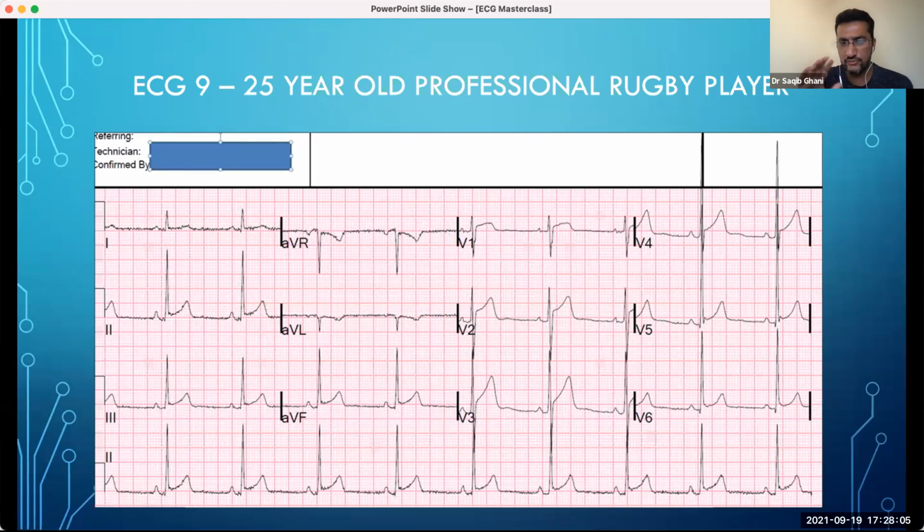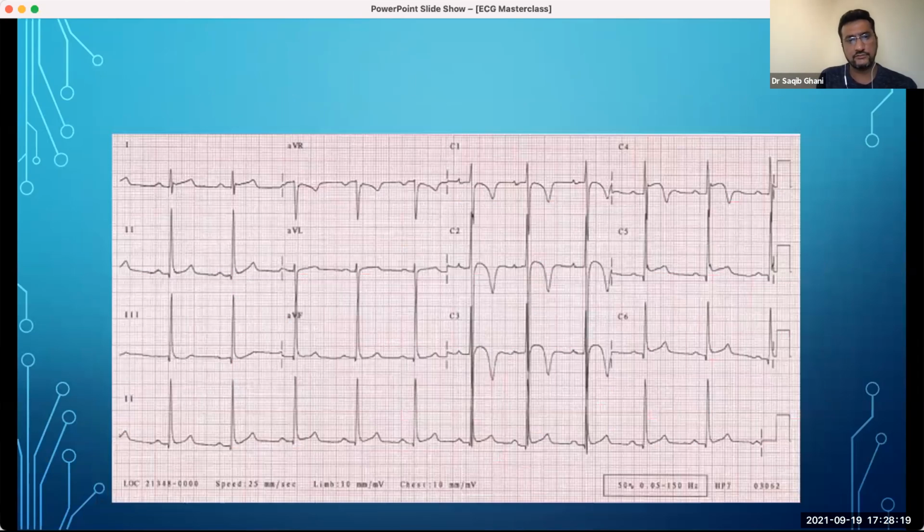So I just wanted to show you the other extreme of normality. Now, I said this is an Afro-Caribbean, but this is a Caucasian, an English rugby player. This is a real ECG, by the way. I'm going to show you another real ECG. Have a look at this one for a minute. I hope you all will say this is abnormal. There are lots of abnormalities here.